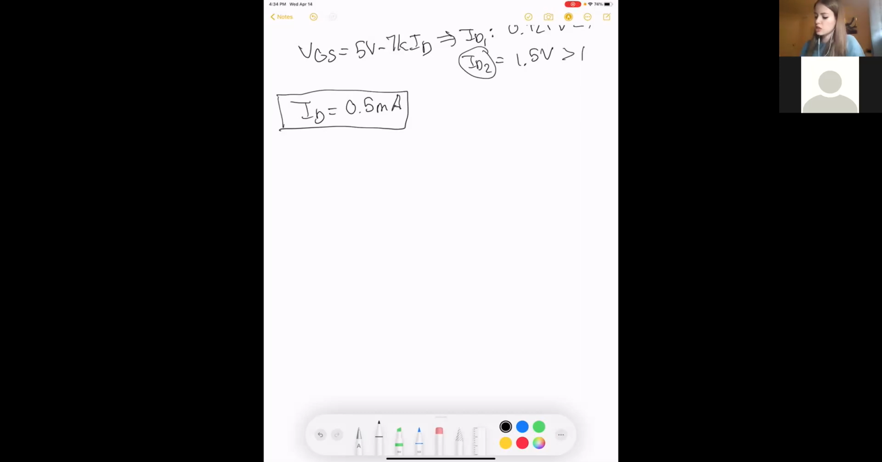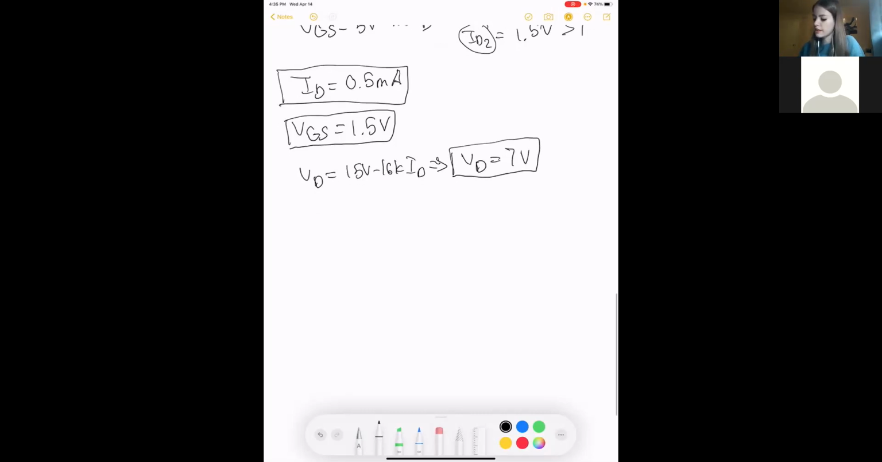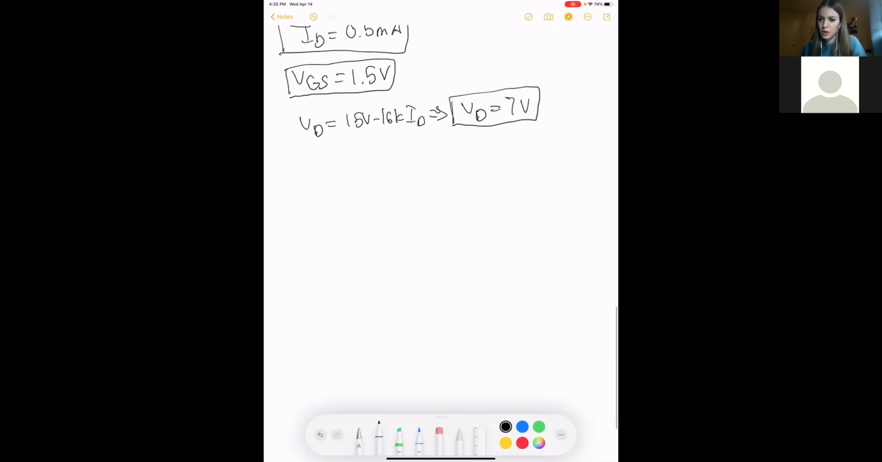So ID is 0.5 milliamps, VGS, as we found, is 1.5 volts, and now we're finding VD. So we had that equation for VD, which was 15 volts minus 16K ID, and we find that VD is 7 volts. And you can check, this is what we were asked to verify in part A of the question, so we did solve it correctly. Are there any questions before I move on to part B?